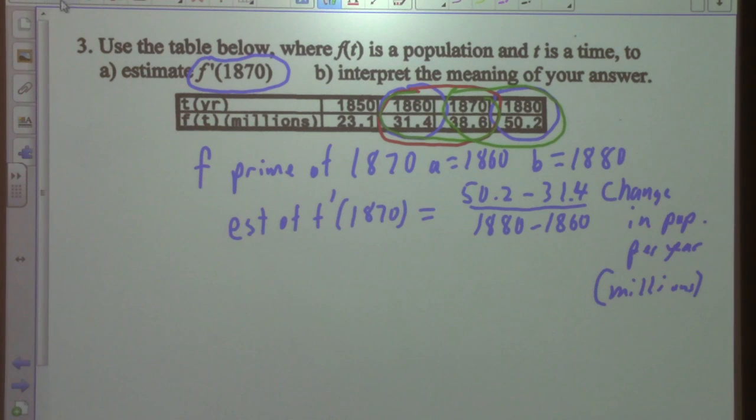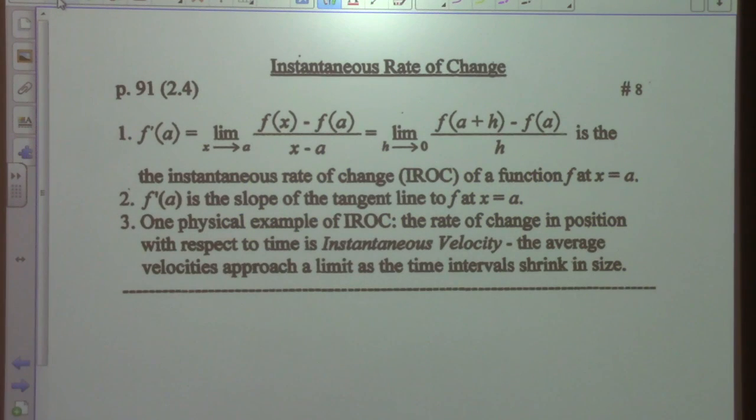Again, that really wasn't calculus yet, but we're going to go to instantaneous rate of change starting tomorrow, note card 8.